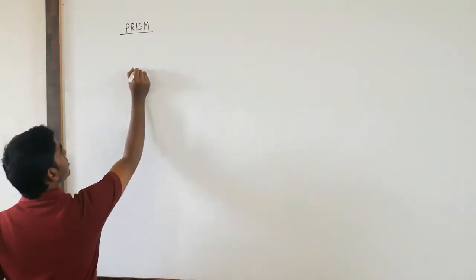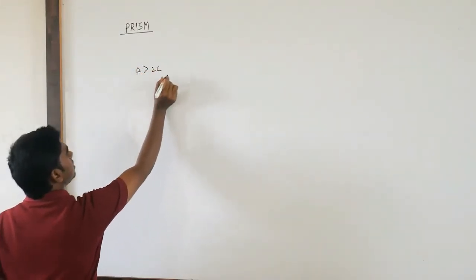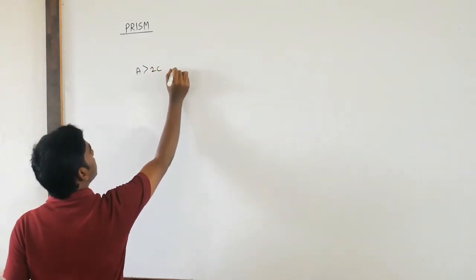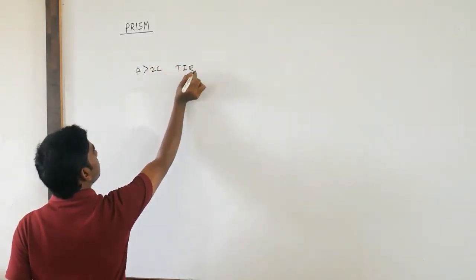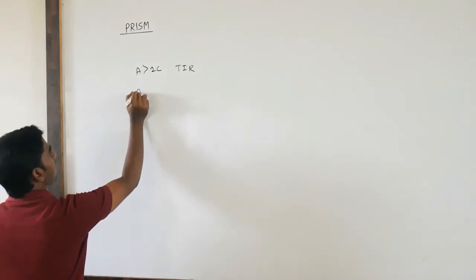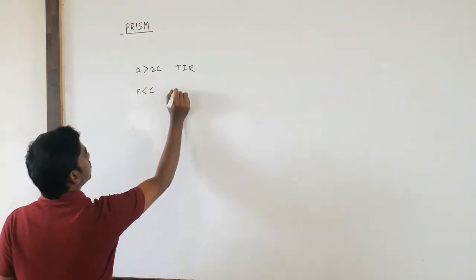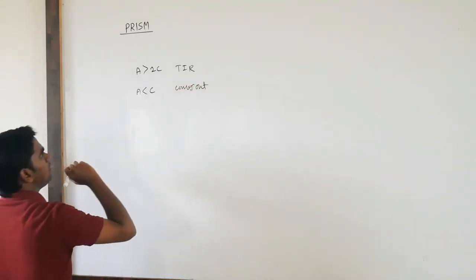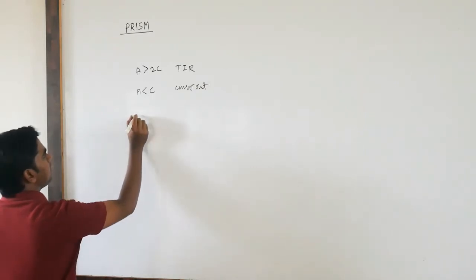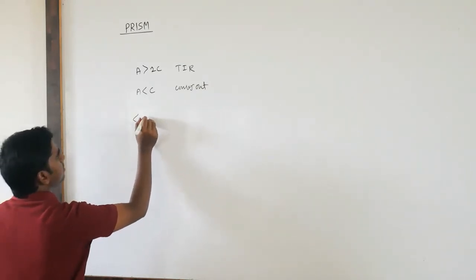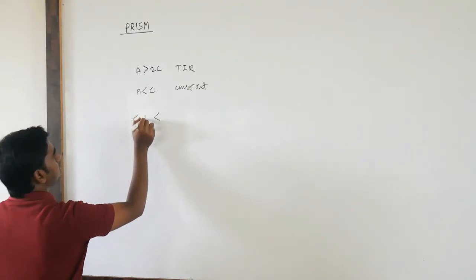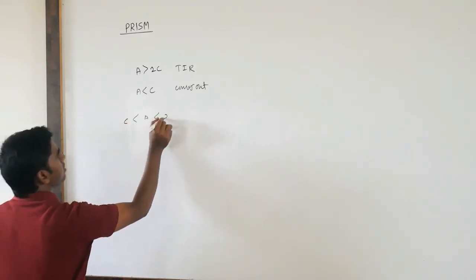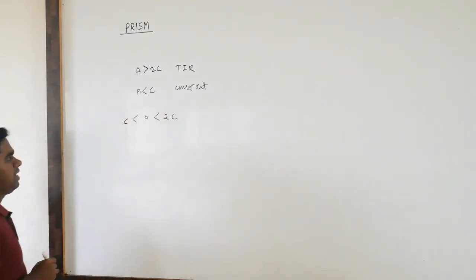So what we got, the condition: if A is greater than 2C, the ray will always undergo total internal reflection. If A is less than C, the ray will always come out. Always, I am saying, comes out. Okay. So then the question may arise: what will happen if A is between C and 2C?